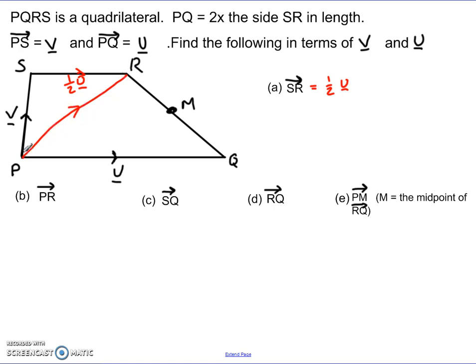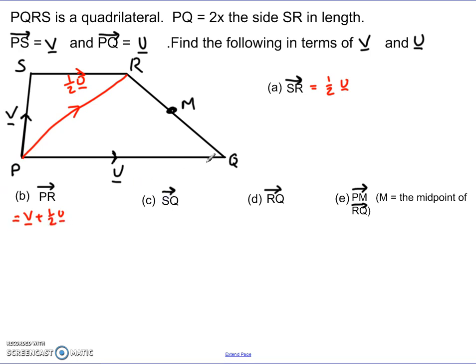Well, to do this journey, I've got to go up the V to S and then along from the S to R. So to do that, I've got to go up V, so I've got to do positive V, then I've got to add on the vector S to R, which I know is just a half U in this case. So there you go, P to R, V plus a half U.